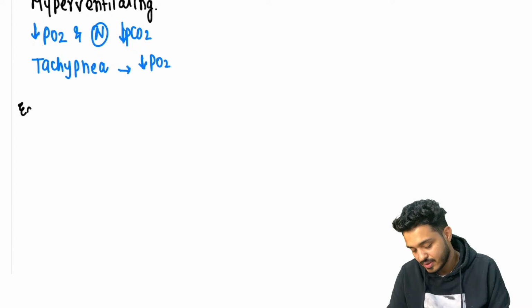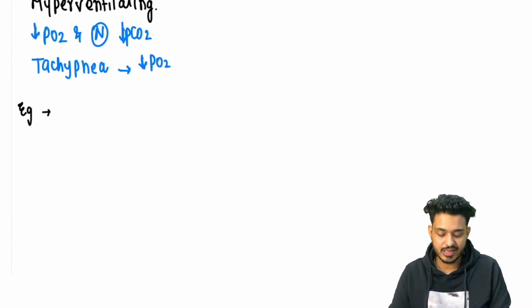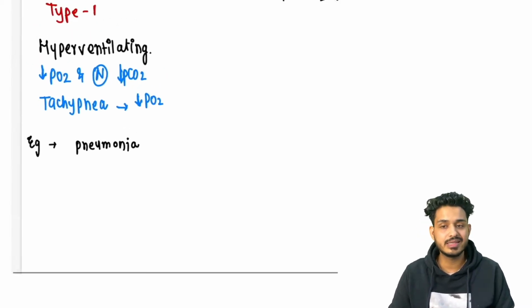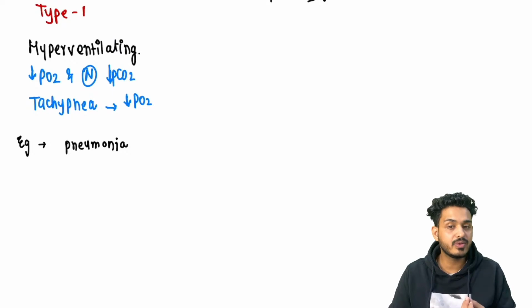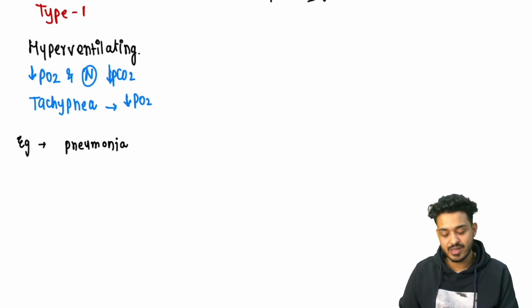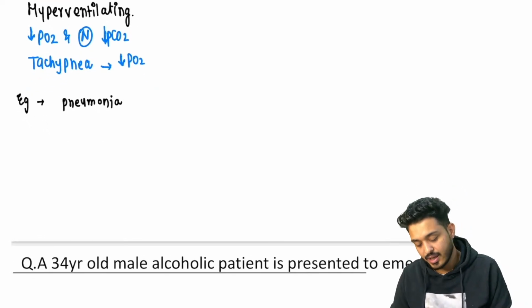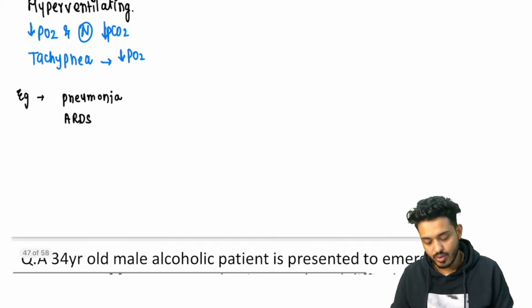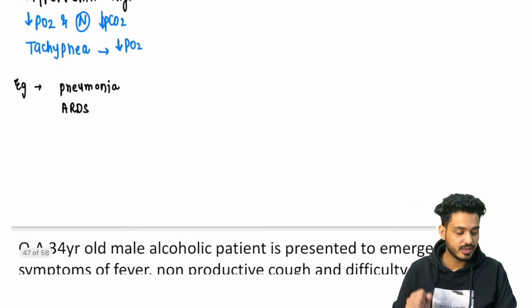What are the examples? Where do you find this particular situation? In the cases of pneumonia. In pneumonia, the patient is breathing rapidly, but this rapid breathing, this hyperventilation, is not deep breathing. So the patient will be having low PO2. Apart from that, this is also happening in the cases of ARDS.